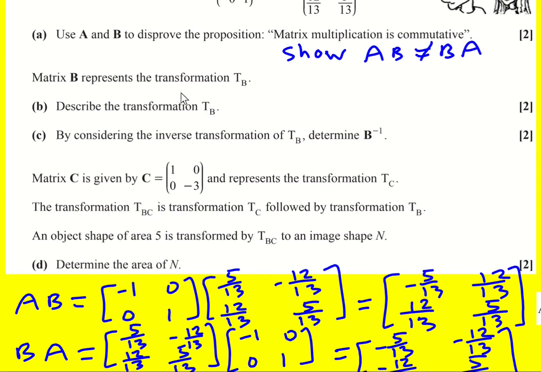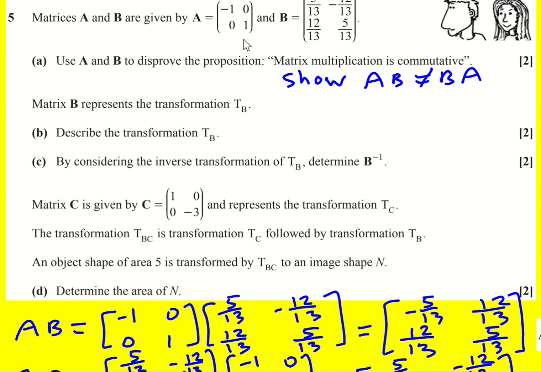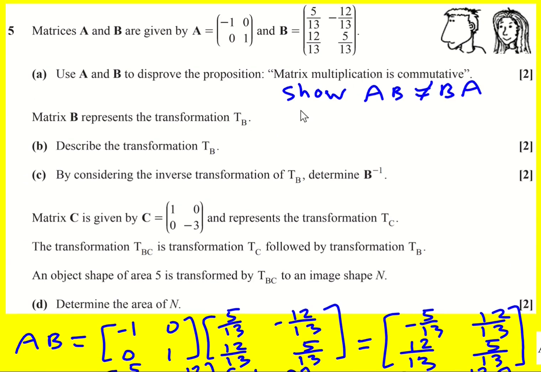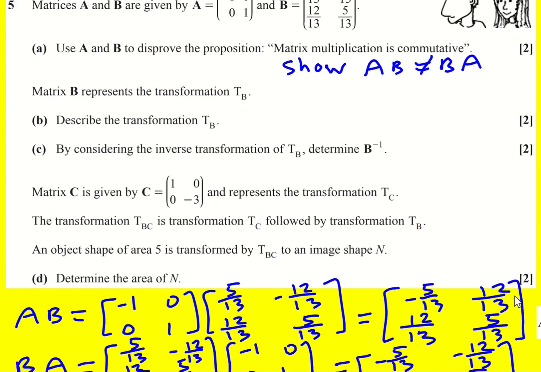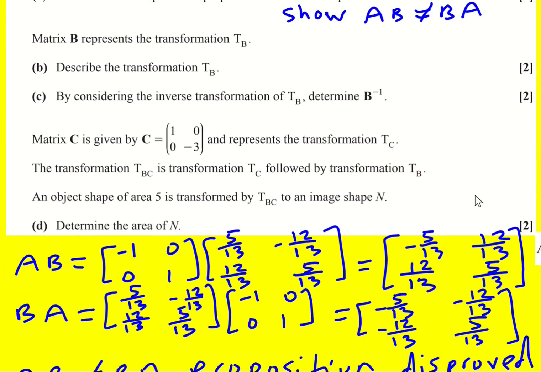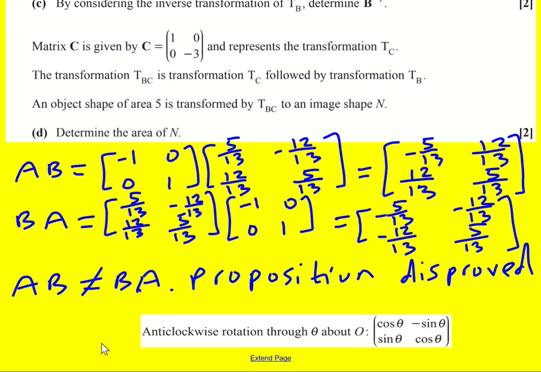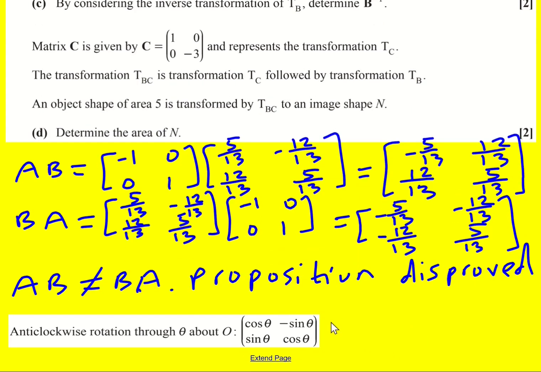Okay, part B. It says matrix B represents a transformation T subscript B. Describe it. Well, when you look at this kind of thing, you can see it's not going to be a simple reflection or even an enlargement. It's not a shear either. And because you've got similar numbers, but some positives and negatives, what should be jumping at you is the idea of a rotation. And there's this formula in the formula book. It says if you want to do an anti-clockwise rotation through theta about the origin, then you get this.